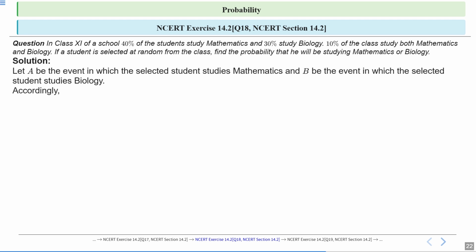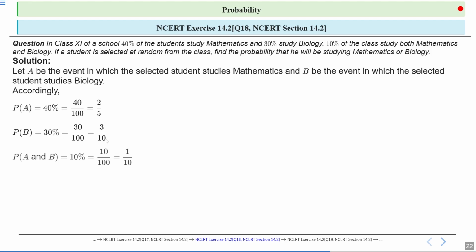So accordingly, probability of A is 40%, that is 40 over 100. Okay, and after simplifying, you will get this is equal to 2 over 5. Okay, so probability of A is 2 over 5. And then probability of B is 30%. This is equal to 30 over 100, and this is equal to 3 by 10. Okay, so probability of B is 3 over 10. And then we have given probability of A and B. Okay, that means the student who studies mathematics and biology both. Okay, so probability of A and B is your 10%, and this is 10 over 100 equal to 1 by 10.